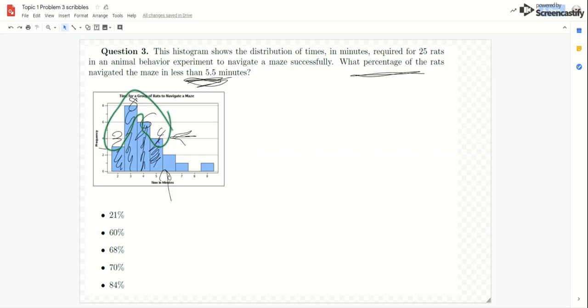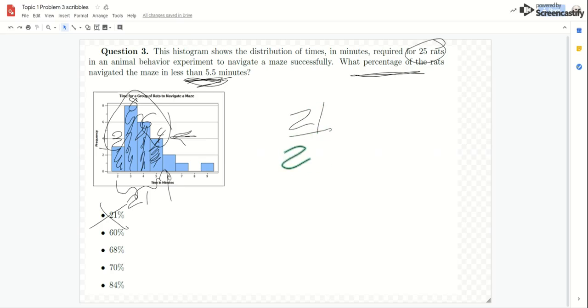So that is 3 plus 8 is 11, plus 6 is 17, plus 4 more is 21. So I see that there are 21 rats who score 5, 4, 3, or 2 minutes. However, 21% is not the answer, right? That's there to distract you. It's 21 out of 25 rats, 21 out of 25.